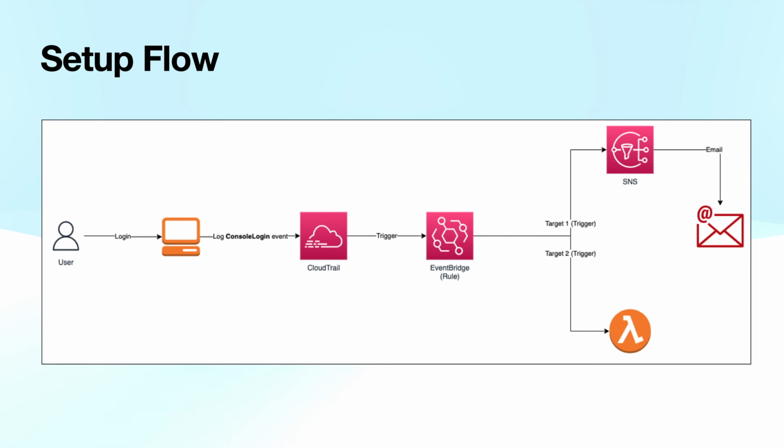Now if we look at the setup flow, then we have configured everything that we need. Now it's time to test this setup. So we have created the CloudTrail trail, we have created the EventBridge rule, we have also created the SNS topic with the email subscription. Now it's time to log in to the AWS console via some different user to check if we are receiving the email notification or not. So let's jump back to the console.